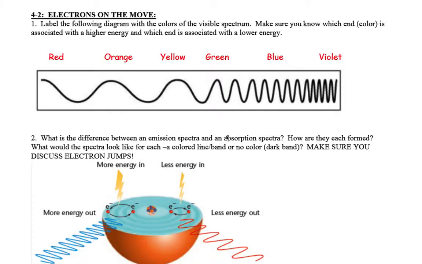4.2 is all about the electrons. Electrons on the move. We're talking about electrons on the move within the electron cloud and when they completely move out of the electron cloud or enter into a new electron cloud. So let's talk about these electrons.